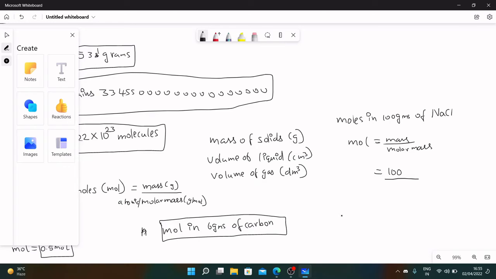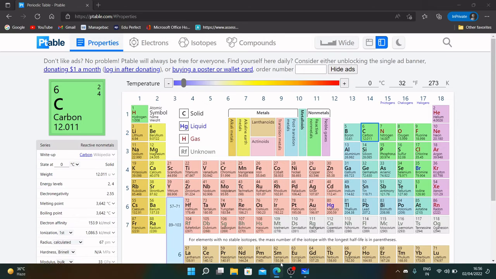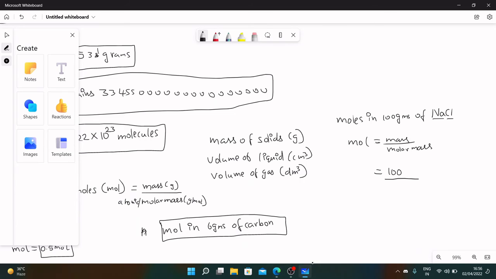All we have to do is take the individual elements the compound is made of, find their average atomic mass, and add them up. So for sodium, it is 23. For the other element, chlorine, it is 35. So 23 plus 35, that's 58.